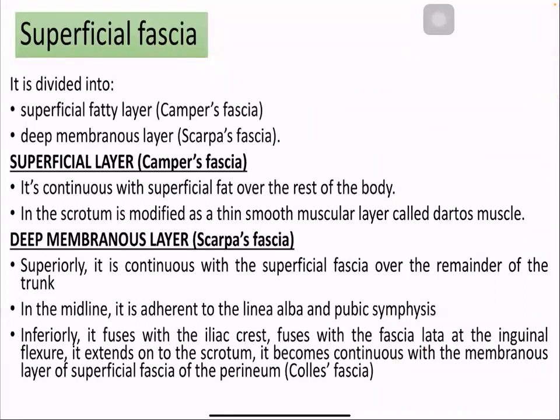The superficial fascia is divided into the superficial layer, the Camper fascia, as we mentioned, and the deep layer, the Scarpa fascia. The Camper fascia is continuous with superficial fat over the rest of the body, and in the scrotum is modified as a thin, smooth muscular layer called the dartos muscle. The deep membranous layer, the Scarpa fascia, superiorly is continuous with the superficial fascia over the remainder of the trunk, and in the midline it is adherent to the linea alba and pubic symphysis, while inferiorly it is fused with the iliac crest, fused with the fascia lata at the inguinal flexure, and extends to the scrotum to become continuous with Colles fascia.